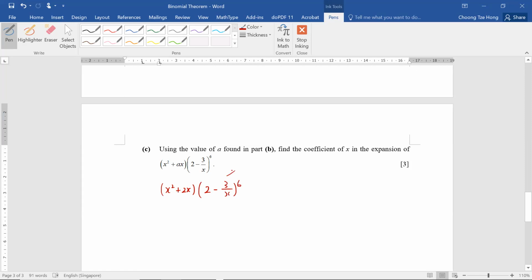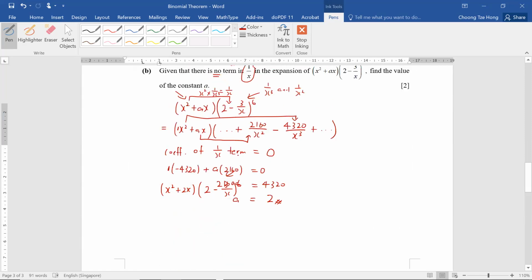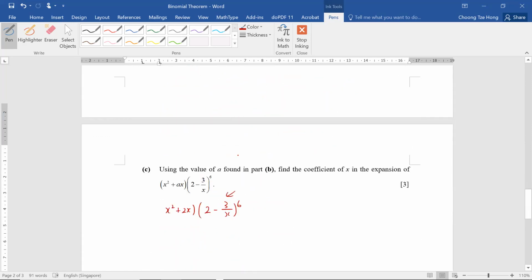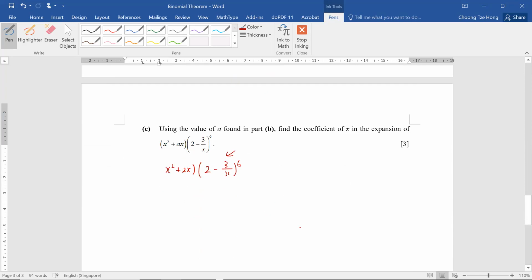So this expansion is the same. You can just double confirm: 2 minus 3 over x, power 6. Now let's think. We are going to multiply over again, but now instead of the 1 over x term, we want the x term.